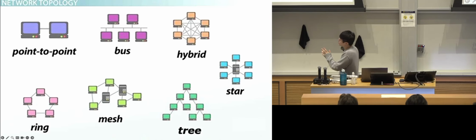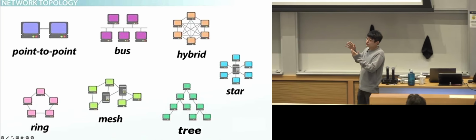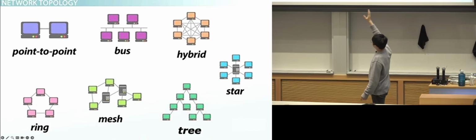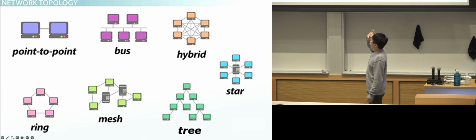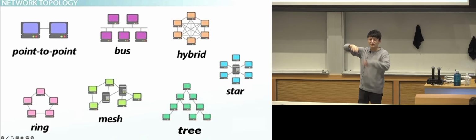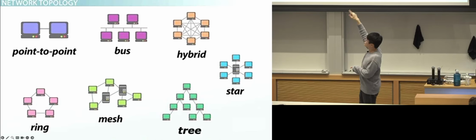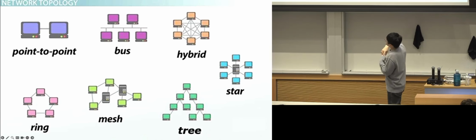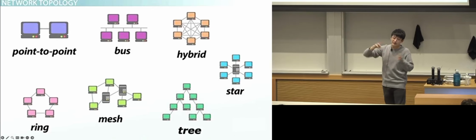Also, multiple to multiple is not limited to just one way of doing that. It can also be either a mesh or a tree, hybrid, different types of design. The bus one is the one that the APB uses. If you guys still remember, we have a shared APB bus that connects to all the peripherals and the core together. And the point-to-point is the most straightforward one.